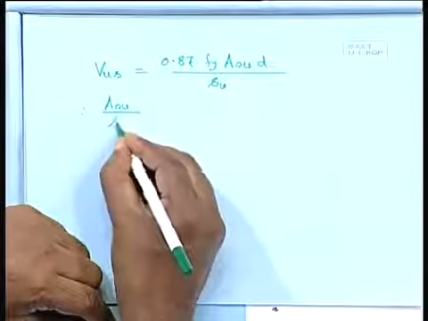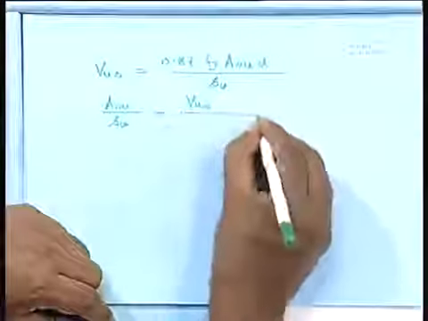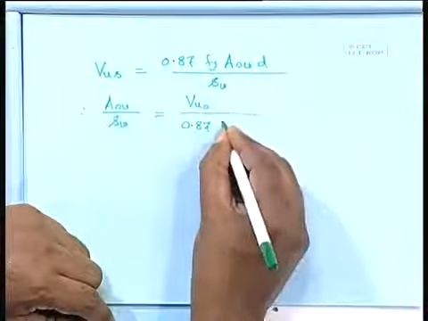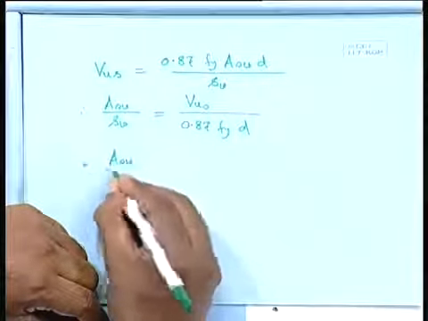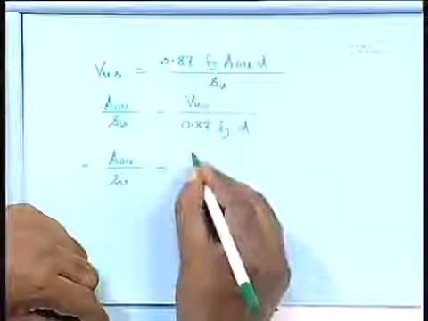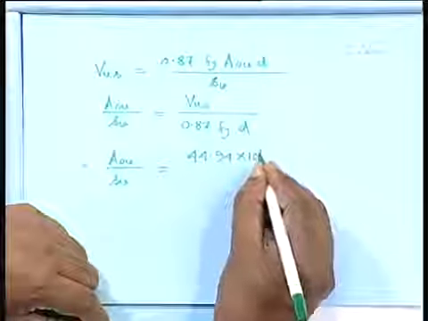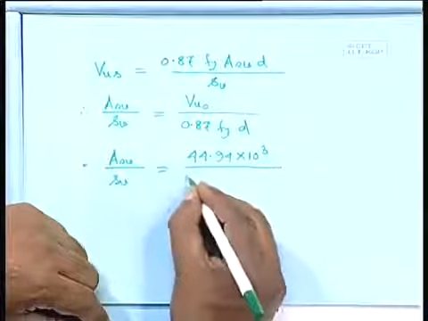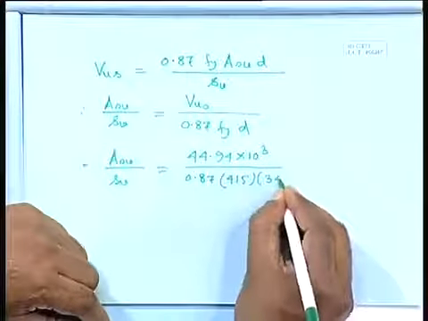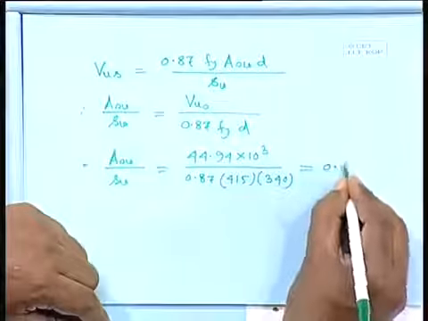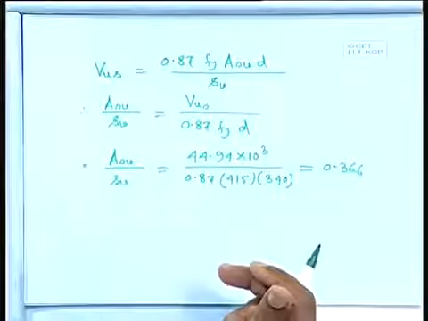Asv by Sv equals VUS in our case divided by 0.87 fy d, or Asv by Sv equals 44.94 into 10 to the power 3 divided by 0.87 times 415 times 340, equals 0.366. This is the Asv by Sv we can get, 0.366.